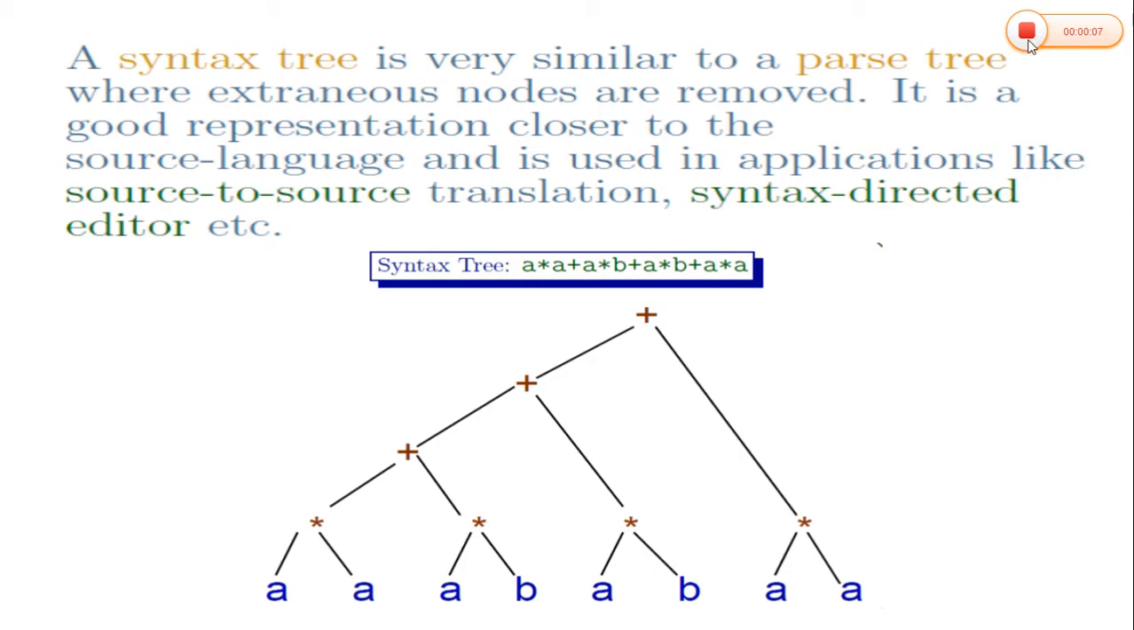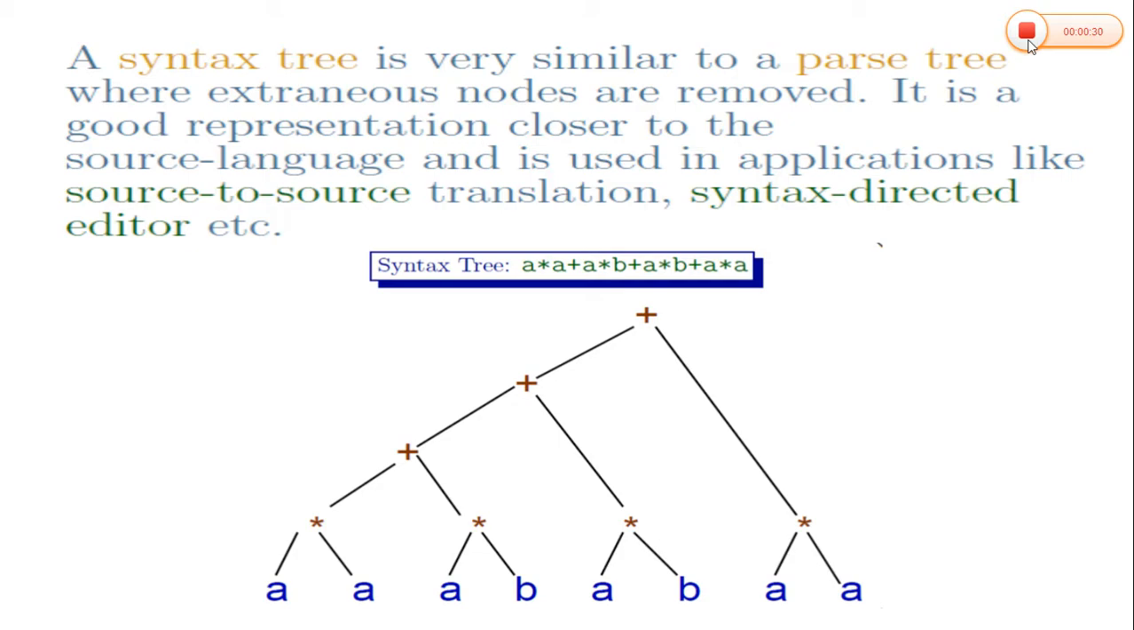So we'll be discussing the topic code optimization. In code optimization, we have seen certain constructs such as syntax tree, directed acyclic graph, parse tree. So let us have a quick review of these.